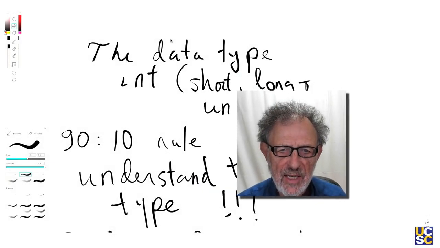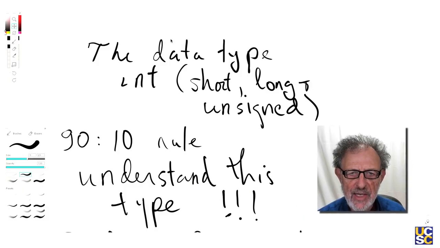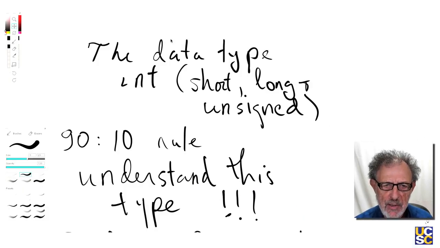We're discussing further material on data types. Probably the most important data type in the language is int. So int gives us a basic way of manipulating integer data, and that data type includes variations on it, and they will be explained shortly. There is a short form, a long form, and an unsigned form.